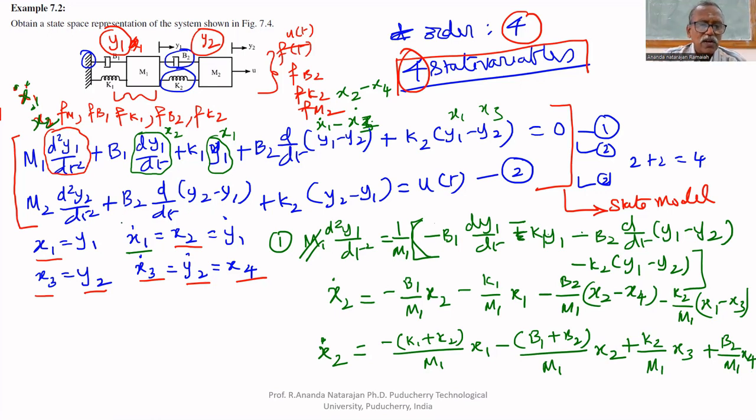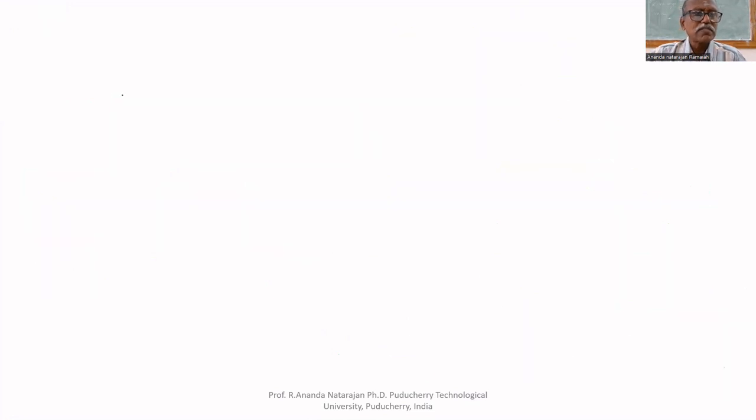Already we have x1 dot equal to x2, one equation. For x2 dot also we got this. This is equation A. This is equation B. From the second equation, we have to find the rest. So what is the second equation?